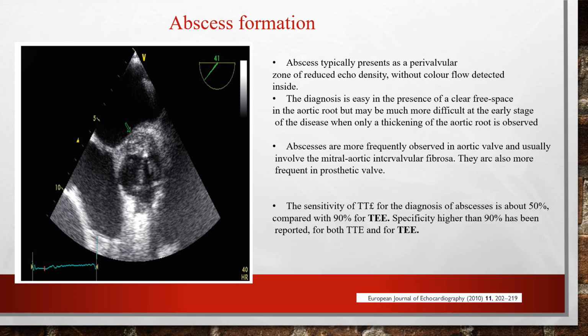They are more often observed in the aortic valve and usually involve both. When it's in the aortic valve, they extend into the mitral-aortic intervalvular fibrosa, and they are more frequent in prosthetic valves. The sensitivity of transthoracic echo for diagnosis of abscess is only 50% compared to 90% for TEE. But the specificity when you detect an abscess or thickening on transthoracic or transesophageal echo is 90%.